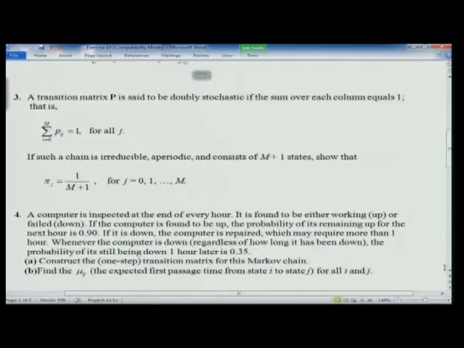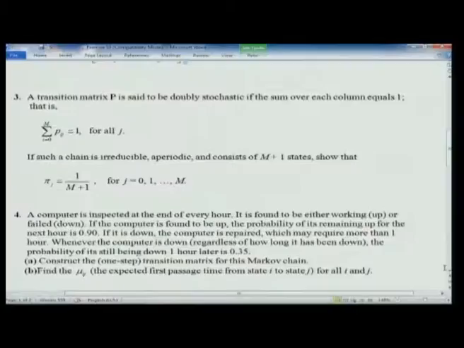Now, question 3. A transition matrix P is said to be doubly stochastic if the sum over each column equals 1. For the transition matrix that we have seen, the rows must add up to 1. Now I am giving you an additional condition, that the columns also add up to 1. Therefore, the sum of P i j as i varies from 0 to m is also 1. So, column sums are 1.